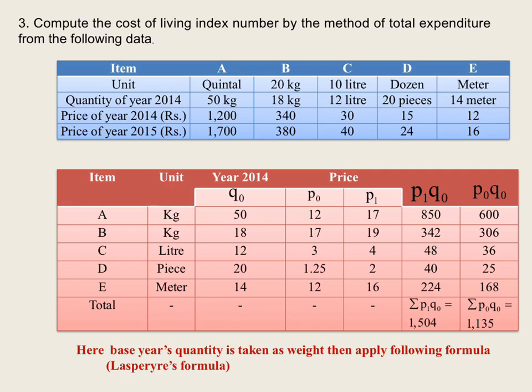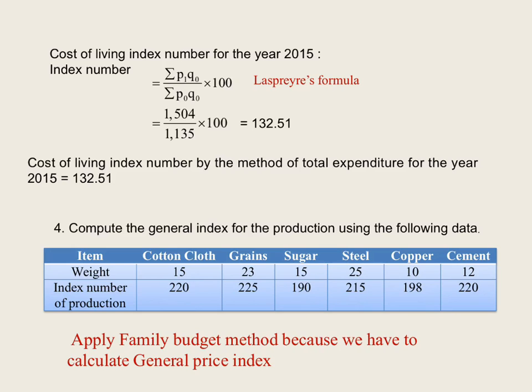Now the next columns are P1 Q0 and P0 Q0 for the last year's formula. We multiply P1 Q0 and then P0 Q0, and put these amounts in the last year's formula. So we get 132.51 as our index number. Okay, now question number 4.